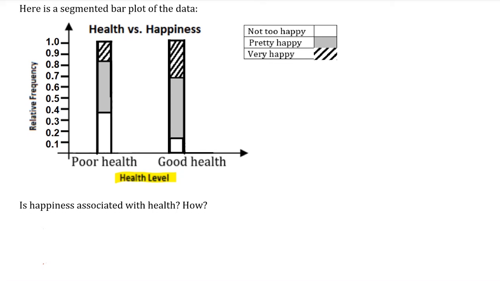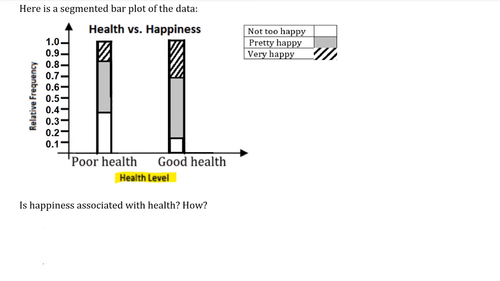The way that I would look at this is I would look specifically at the very happy and not too happy categories, because just visually the pretty happy section looks to be around the same size, and the proportions we calculated earlier also backs that up. They're both close to 50%. But we do see a lot of differences between those that are very happy at the top of each of these segmented bars and those that are not too happy, the bottom of these bars. We see kind of a seesaw effect.